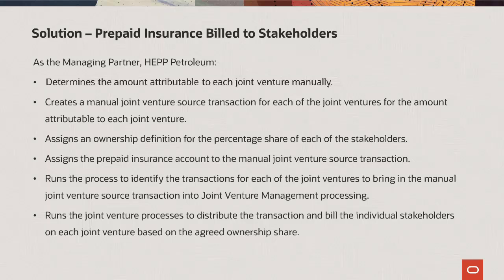Let's see how it is possible to use manual joint venture source transactions to bill the prepaid insurance to all the partners in all the joint ventures, based on their individual percentage of ownership in the joint ventures.